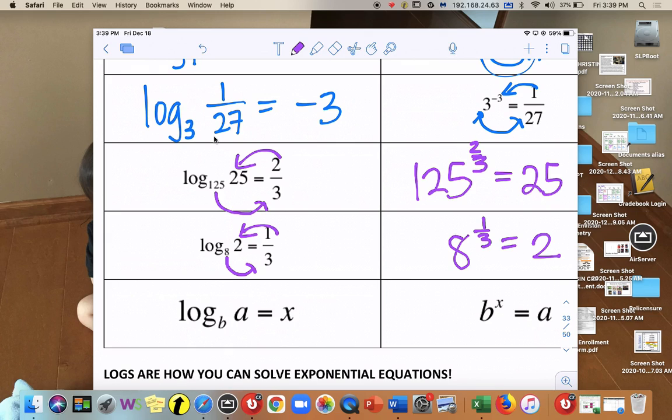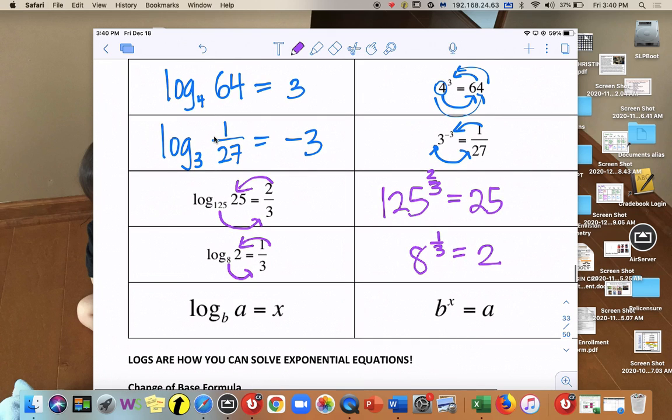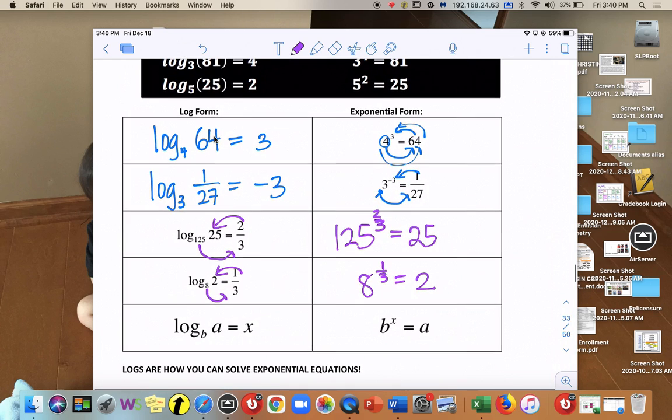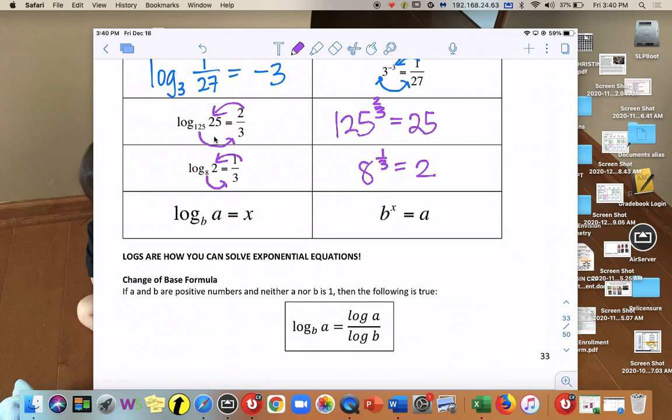All right, so the first half of your assignment is changing the forms. So if you have questions, you can look back at these forms. You have to be able to get to log form from exponential and to exponential form from log. And then the second thing is, how can you solve an exponential equation using a log? And we have to use this formula.